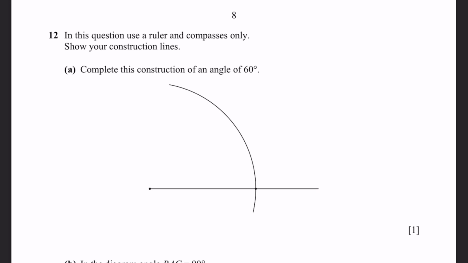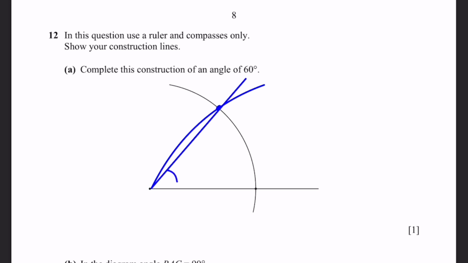How do we do that? We can keep the length of the compass the same, but put the compass needle over here, and we can draw an arc just like that. Something like this. And the point of intersection here, we just connect that point to the corner of the line over here.